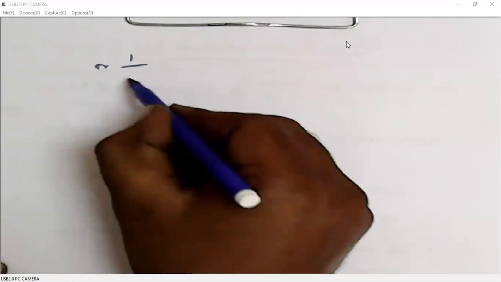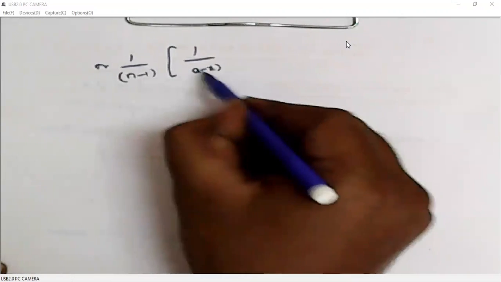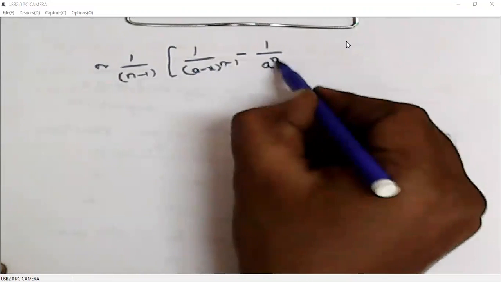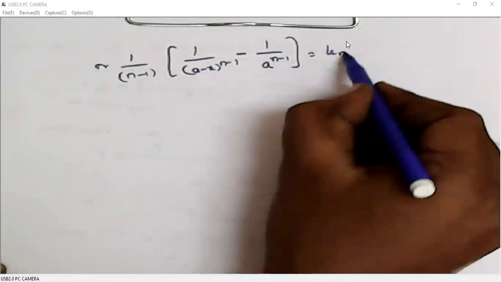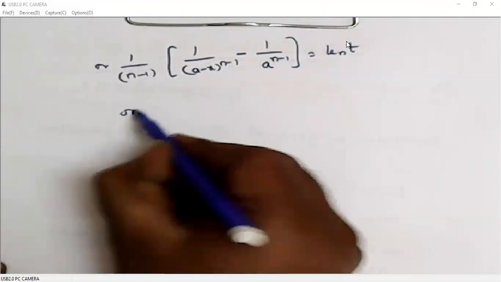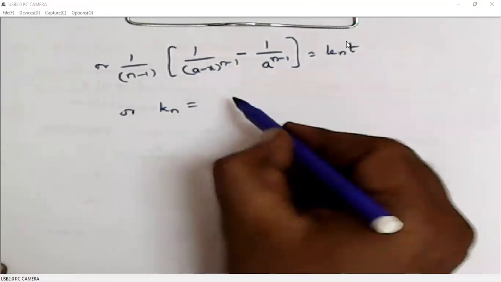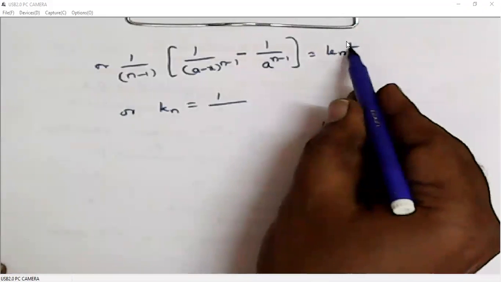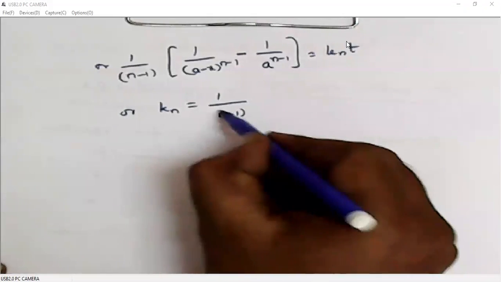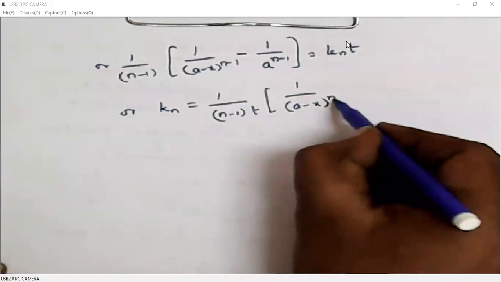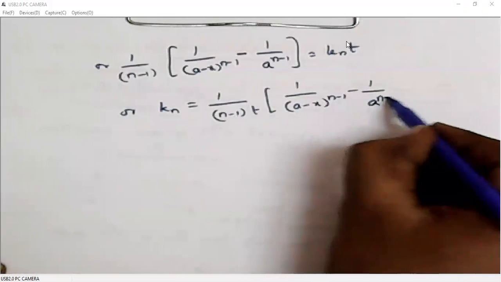We will simplify it further. 1 by n minus 1 into 1 by A minus x whole power n minus 1 minus lower limit 1 by A power n minus 1 is equal to Kn into t. We are writing this integrated rate expression in terms of Kn, rate constant. So Kn is equal to 1 by, bring this t this side, it becomes n minus 1 into t into 1 by A minus x whole power n minus 1 minus 1 by A power n minus 1.